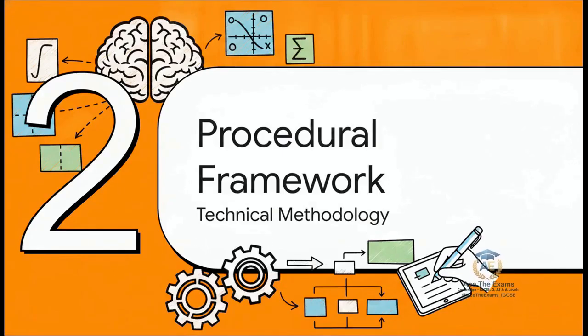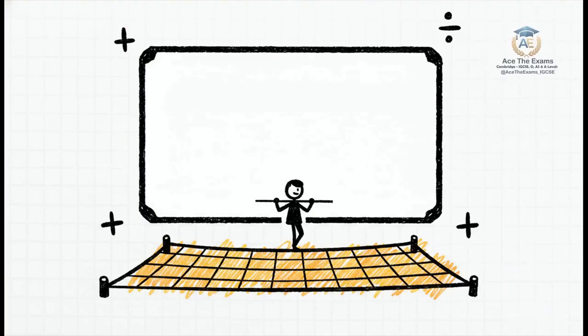Moving right along to Section 2, the procedural framework. Because listen, knowing the theory is great, but without a strict procedural methodology, your code simply won't compile. If you take away literally one thing from this entire explainer, let it be this. Examiners desperately want to award you method marks. They are grading your process, not just the final output. The method mark strategy is your ultimate failsafe.